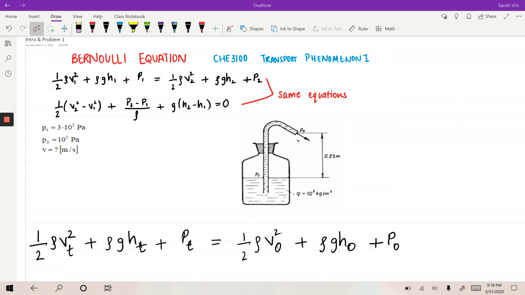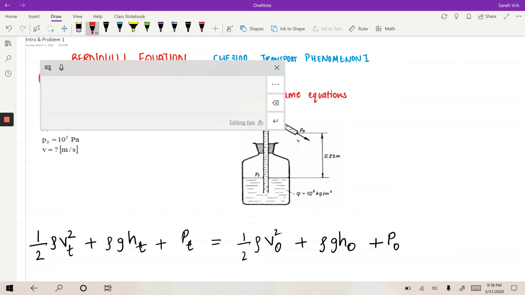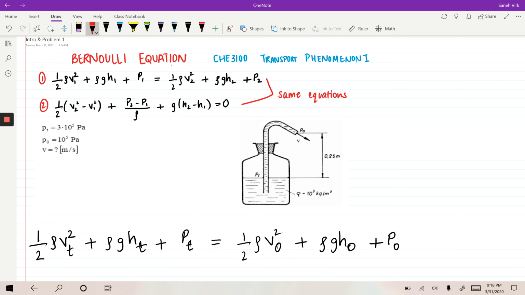As you can see, there are two Bernoulli equations that I wrote down. They're both the same, just arranged differently. The first one is 1/2 rho v1 squared plus rho g h1 plus p1 equals 1/2 rho v2 squared plus rho g h2 plus p2. Rho is density, v is velocity, g is gravity, h is height, and p is pressure.